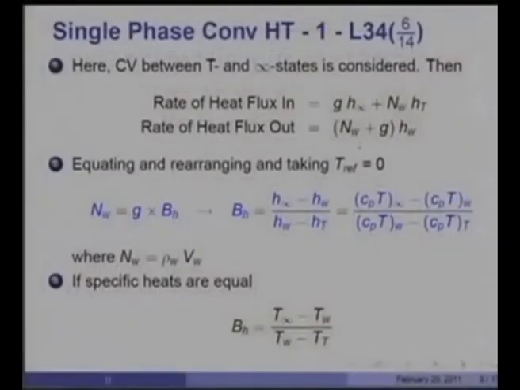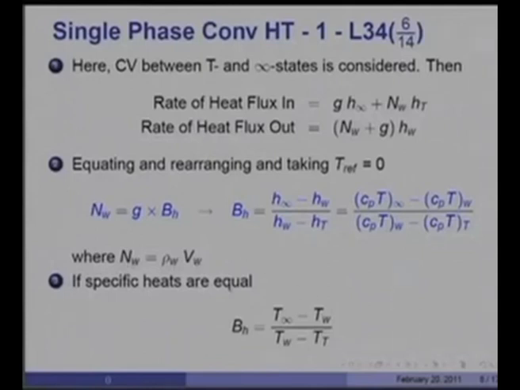So, if I equate and rearrange, then again you will see I get N W equal to G times B H, where B H is equal to H infinity minus H W divided by H W minus H T, or H infinity in this case, because it is single phase convective heat transfer with suction and blowing maybe. This will be simply C p into T in the infinity state minus C p into T in W state divided by C p T W state minus C p T in the transferred substance phase. And therefore, N W will be equal to rho V W.